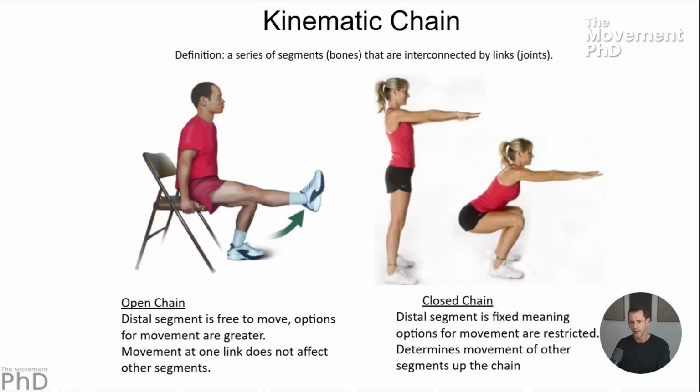So that's what we mean by a closed chain activity. The distal segment is fixed against the ground or some other surface so that when you move one segment, the other ones move as well. I'm going to leave you with one question. Based on these definitions, how would you classify a leg press?